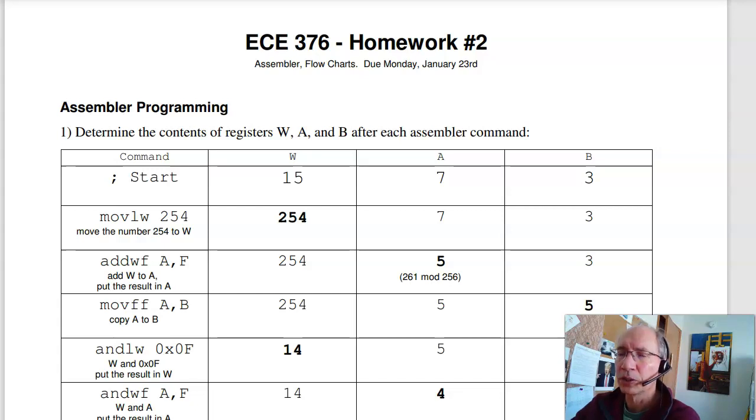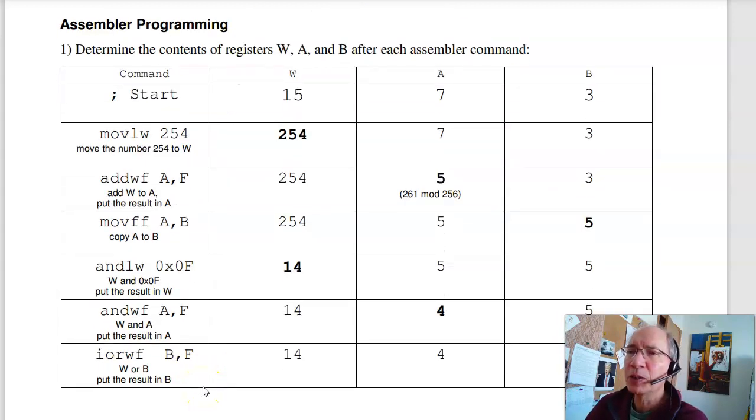Here are solutions to homework set number 2 for ECE 376 Embedded Systems. The first problem looks at what are the results after each assembler instruction.